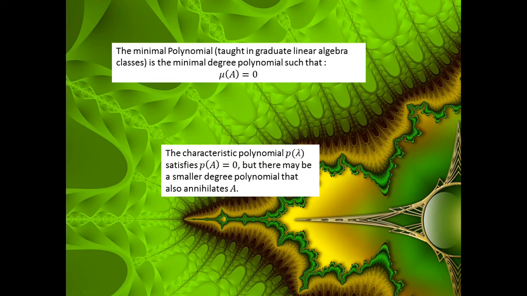Just to give you some background, the minimal polynomial is a very cool polynomial. It's taught in graduate linear algebra classes. I don't think it probably was covered in your linear algebra class, but it's a minimal degree polynomial that wipes out that matrix. You do know about a polynomial that wipes out the matrix, and that's the characteristic polynomial. That's that determinant of A minus lambda I business that you worked on in linear algebra, and you actually calculated that characteristic polynomial. And the minimal polynomial is a factor of the characteristic polynomial. So they're related to each other.